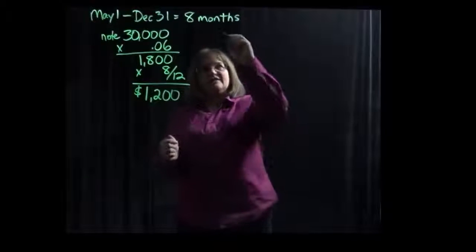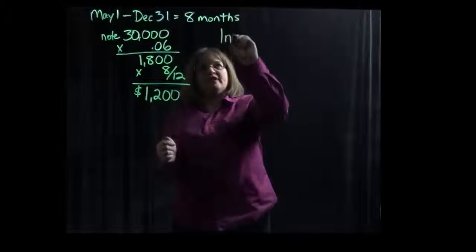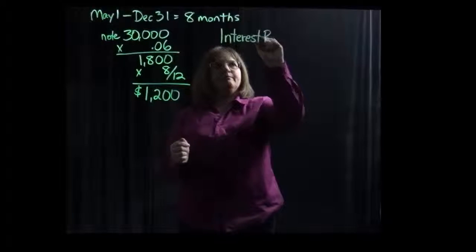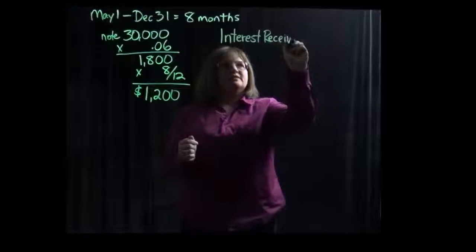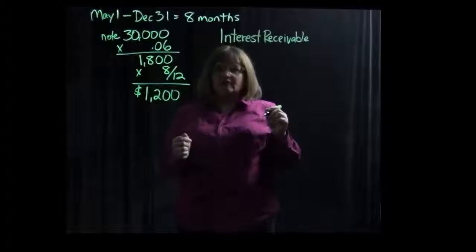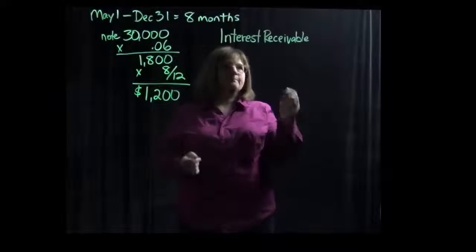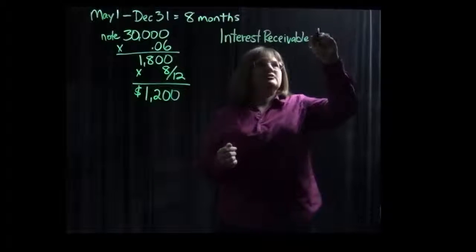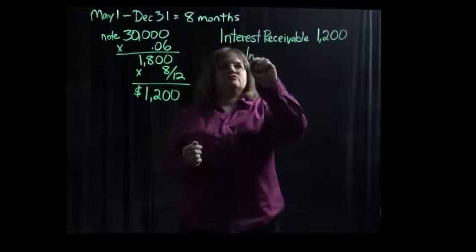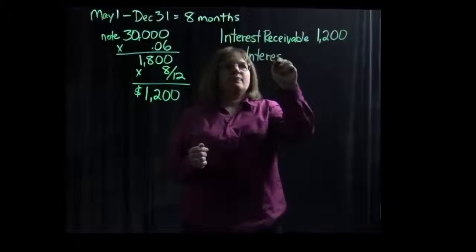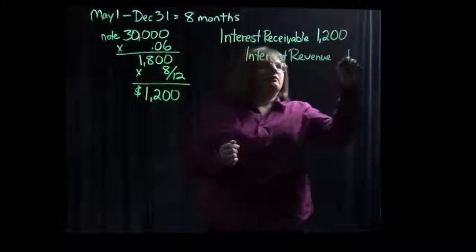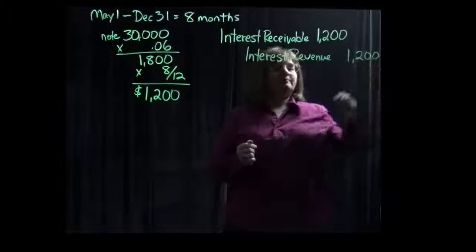The adjusting entry we would make to record that interest would be a debit to interest receivable, because they wouldn't be getting the cash yet. They're not going to get the cash until the note ends, which is going to happen in another month. And so we would debit interest receivable for $1,200, and we would credit interest revenue for $1,200.